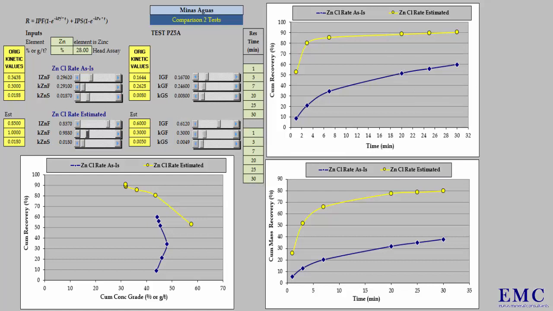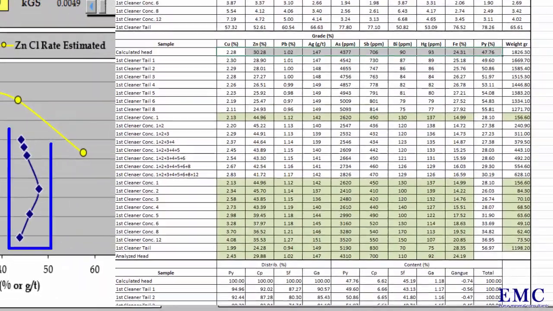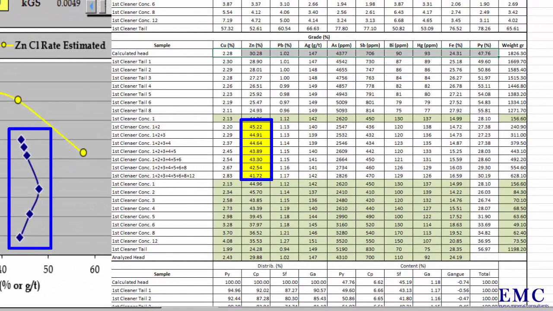To confirm that these calculated results are representative, the recovery grade curve, which is almost vertical, ranging from about 42 to 48% zinc, corresponds to the actual test data highlighted here. And you can see that these values range from about 42 to 45 or 46% zinc.